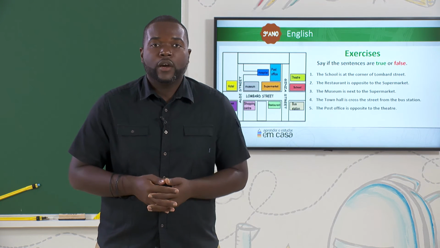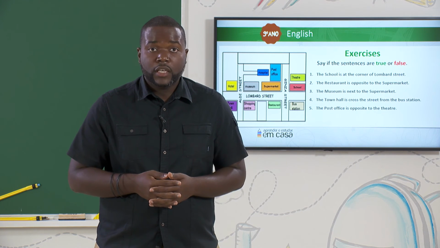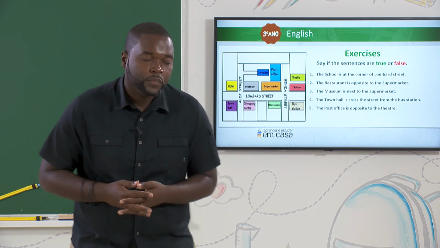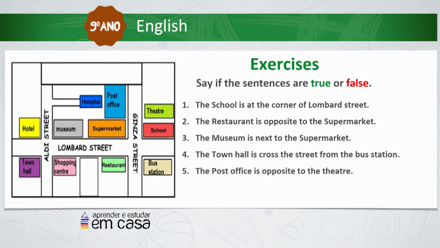All right, students, we are back, and now we're going to see if you did the exercises correctly. Let's go. Now, the first sentence was, the school is at the corner of Lombard Street. Is it true or false? Yes, you are correct. It is false.